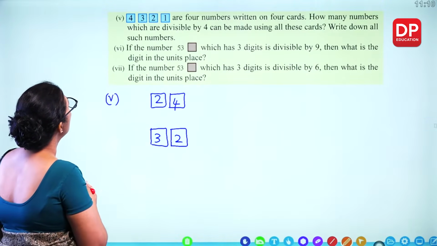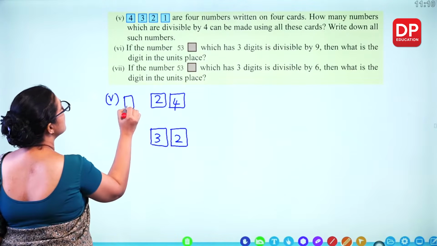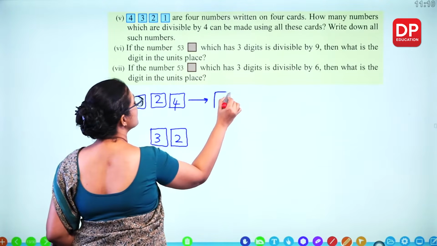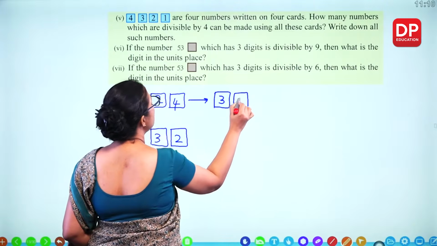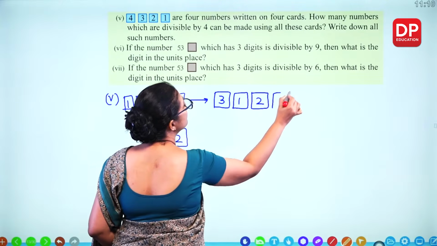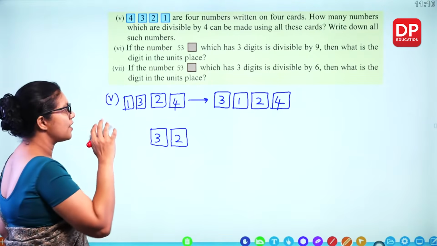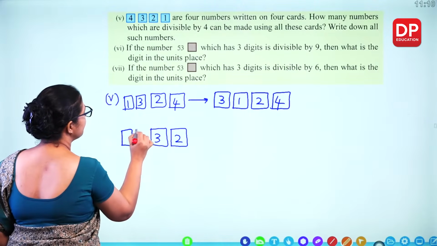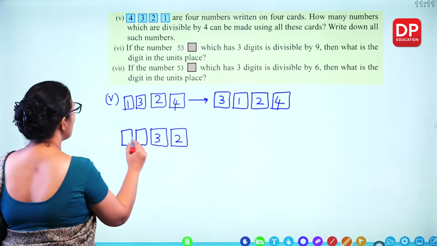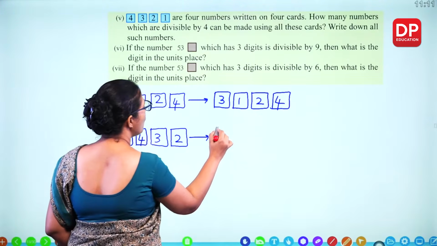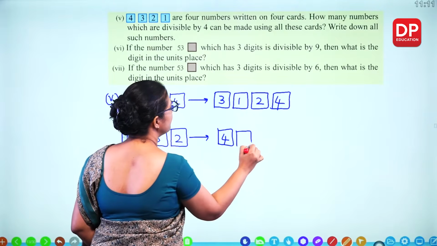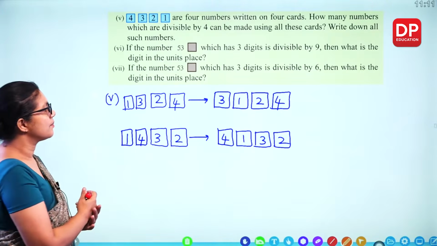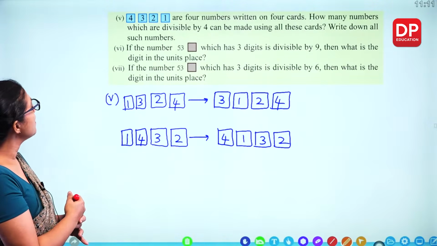So then the other two numbers can be in any order. If you take 2, 4, you get 1, 3, or I can write 3, 1 also. 3, 1 with 24. Those are the two possibilities with 24. With 32, what are the possibilities? 3, 2 there, that means 1, 4. 1, 4 or 4, 1. 32 should be there as the last two digits. So 4 possibilities are there.